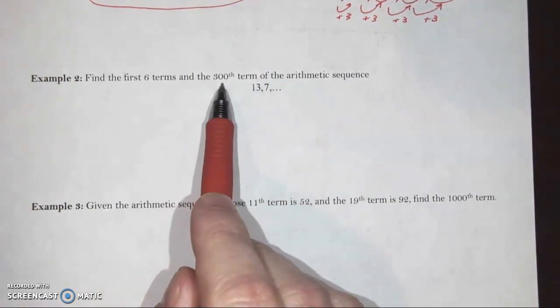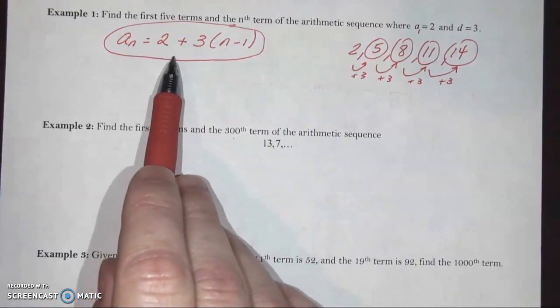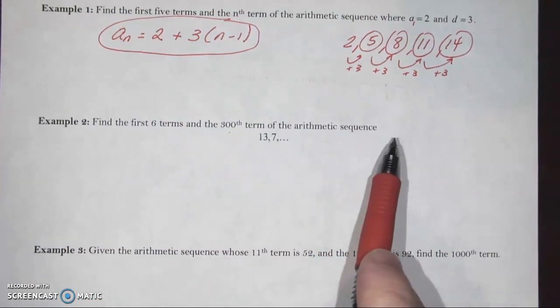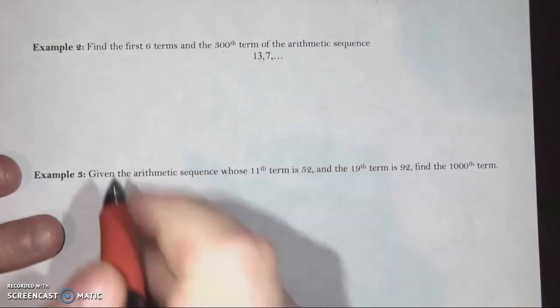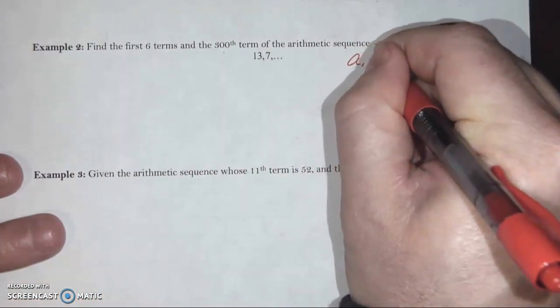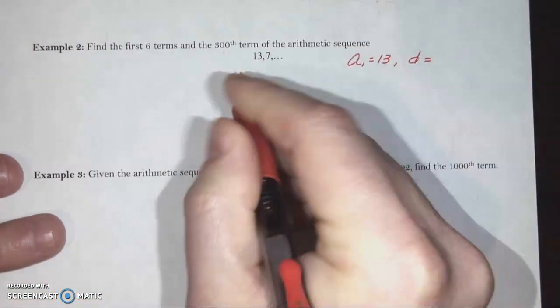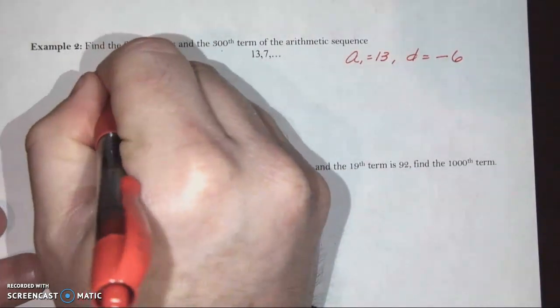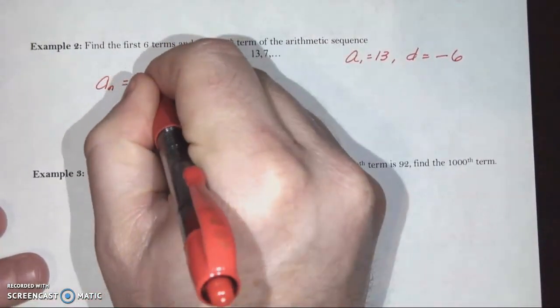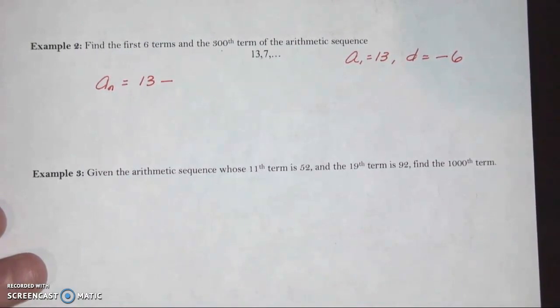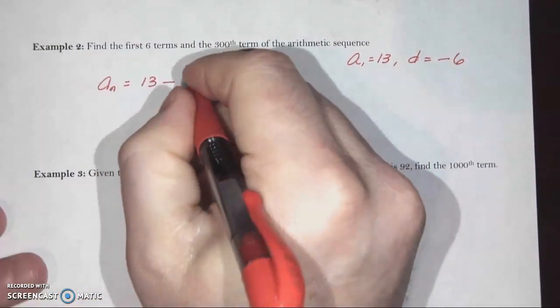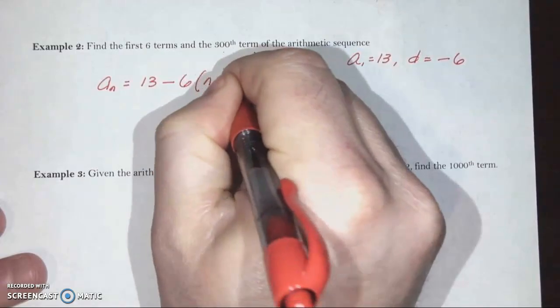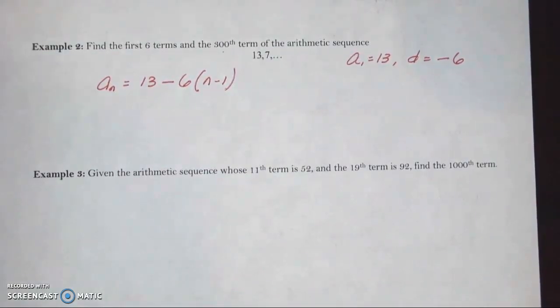Now, if I'm asking you for the 300th term, we're definitely going to need to find the nth term, unless you want to count 300 terms of the arithmetic sequence. Well, let's figure out the first term. It's 13. Let's figure out the common difference. Looks like it's -6. So the nth term equals the first term, 13, minus, in this case, or plus a negative, but we'll just write it as a minus, the common difference times n minus 1. Cool?